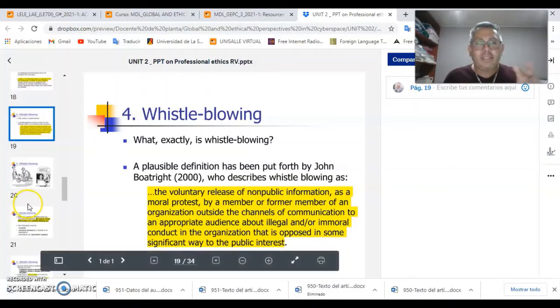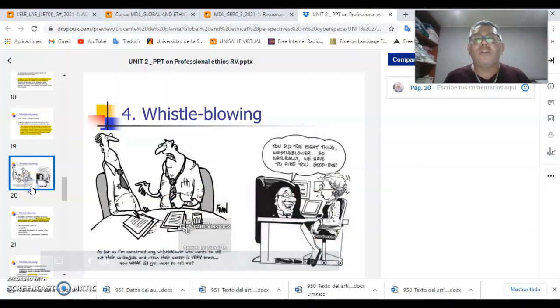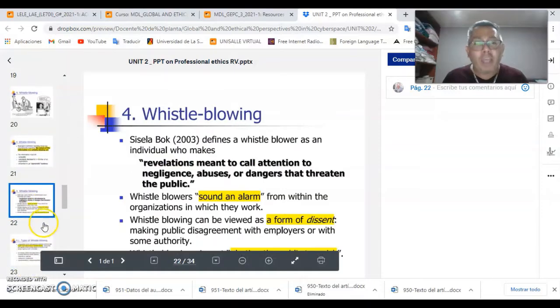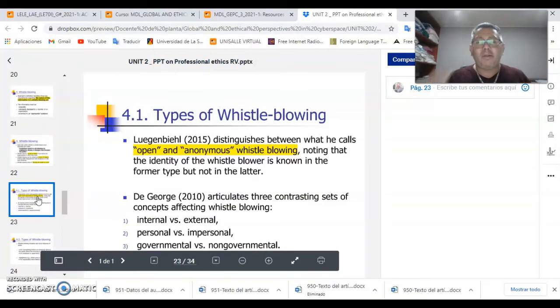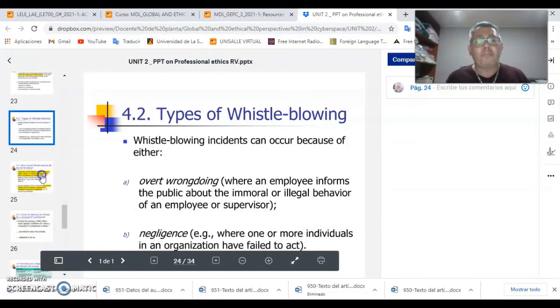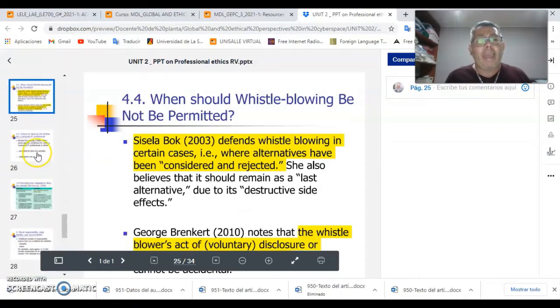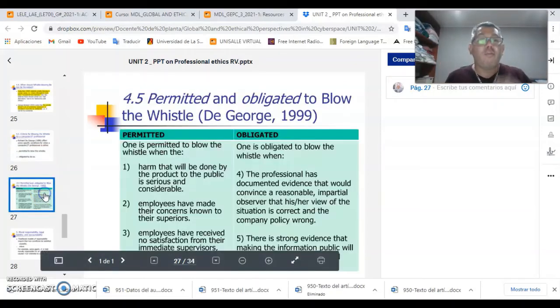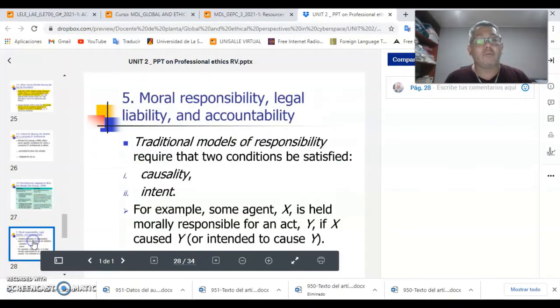So in this section of the presentation, we talk about whistleblowing situations: where we should do it, where we should not, considerations that are important, and particular distinctions. There are some types of whistleblowing that you need to know, that you need to be aware of. And there are some ideas in this part of the presentation that I consider relevant for you to take into account.